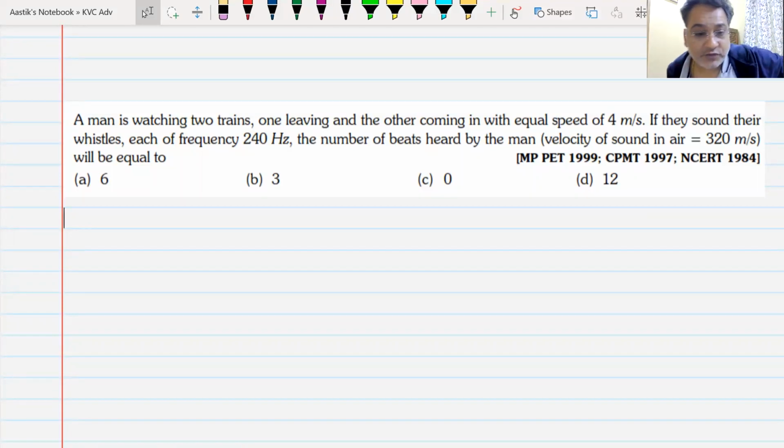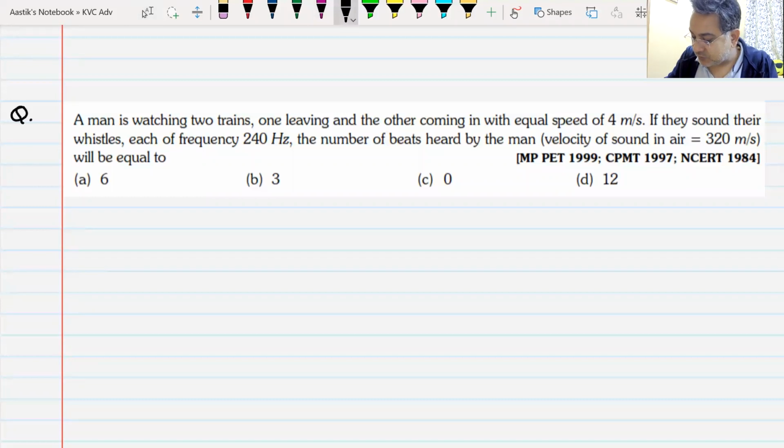A man is watching two trains, one leaving, another coming. One is leaving him, the other is coming, each with an equal speed of 4 meter per second. If they sound their whistles, each of frequency 240 hertz, what is the number of beats that he is going to hear? I'll give you 2 minutes to solve this.